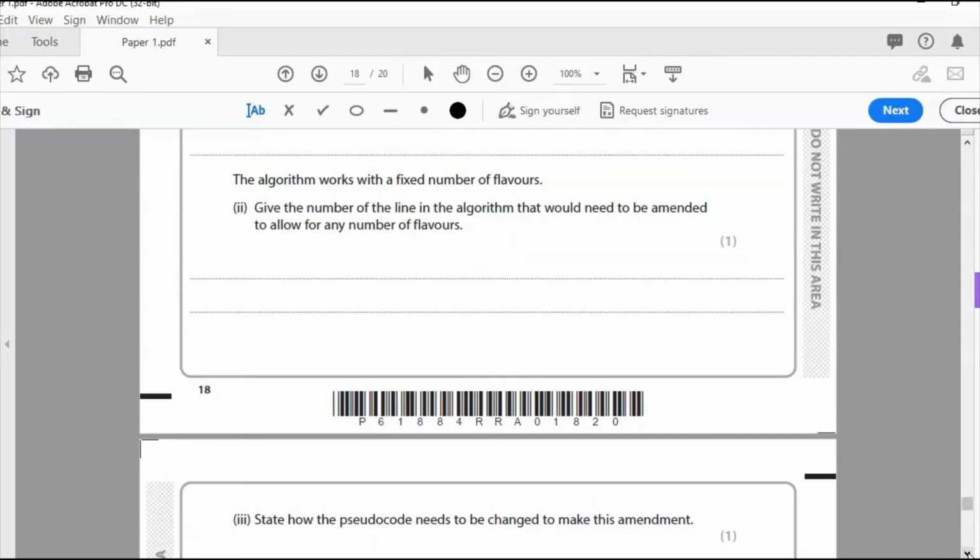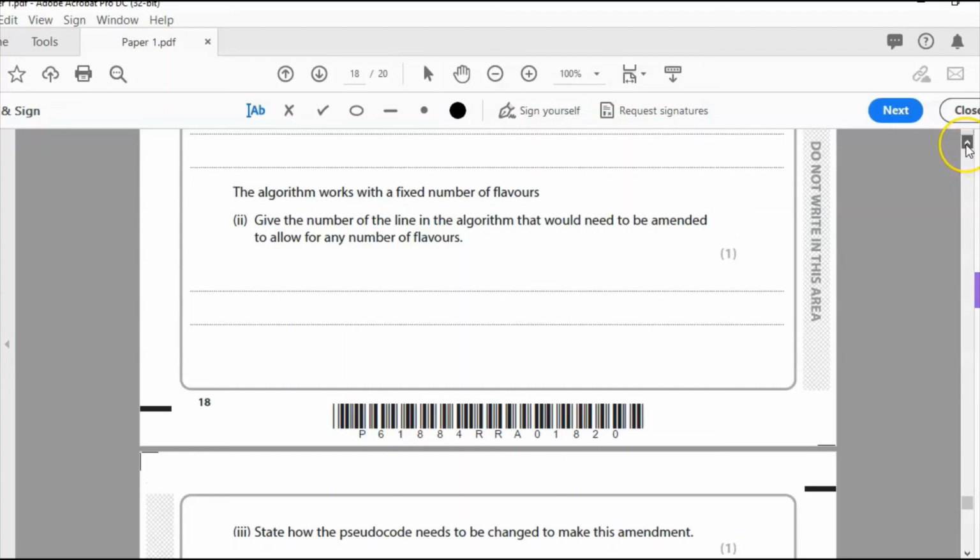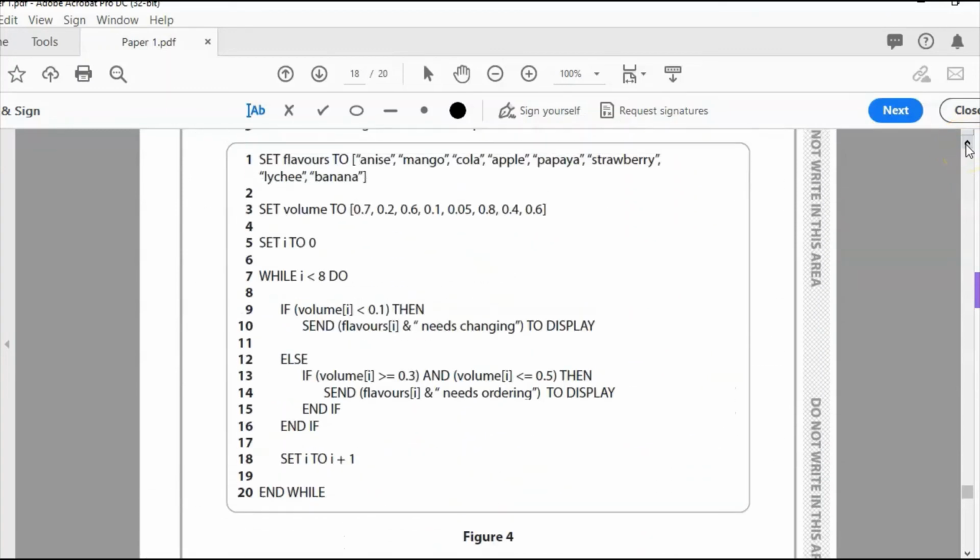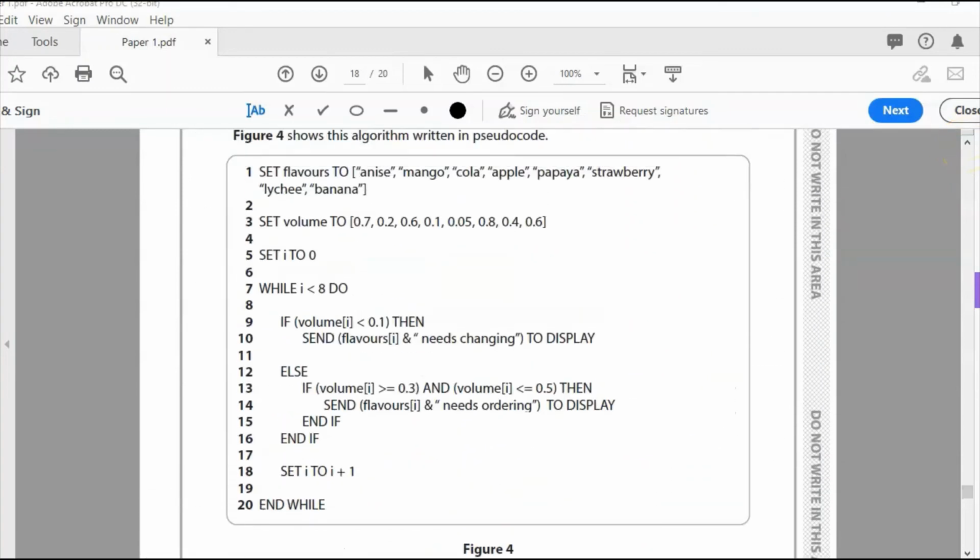The algorithm works with a fixed number of flavors. Give the number of the line in the algorithm that would need to be amended to allow any number of flavors. So if we look up here, number the algorithm. So in order to be able to add more flavors, we need to look at line 7 because it says while I is less than 8.